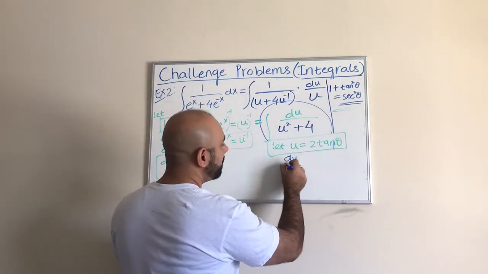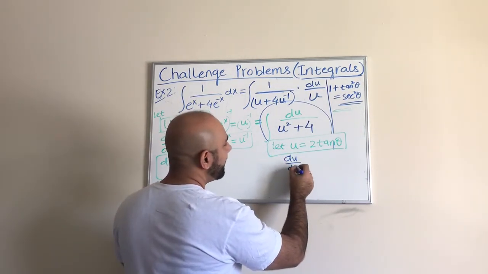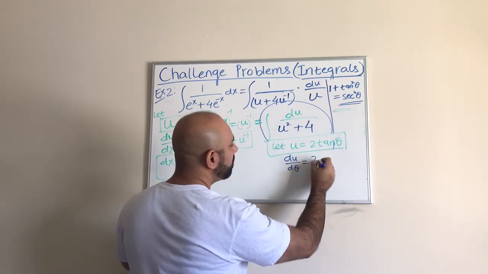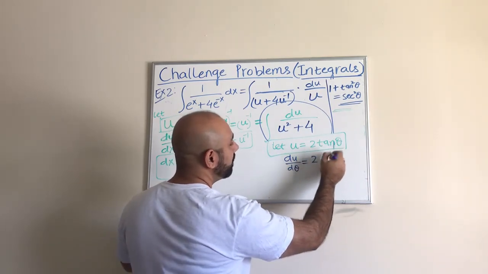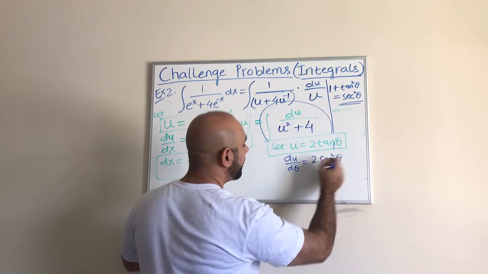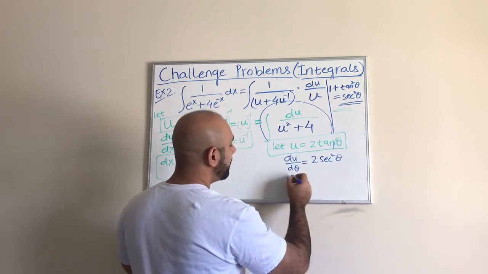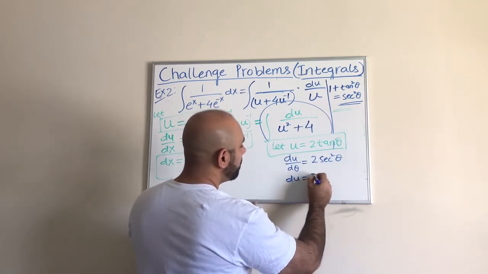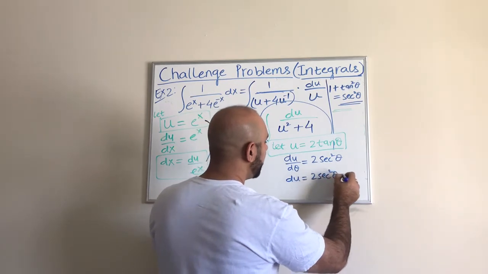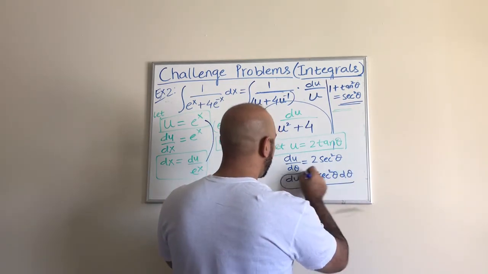We have to take the derivative of this now with respect to theta, which is going to be 2, and the derivative of tangent is secant square theta. I have to solve for du, which is 2 secant square theta d theta. Okay.